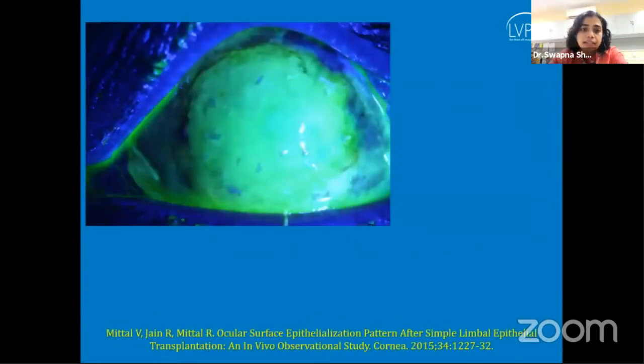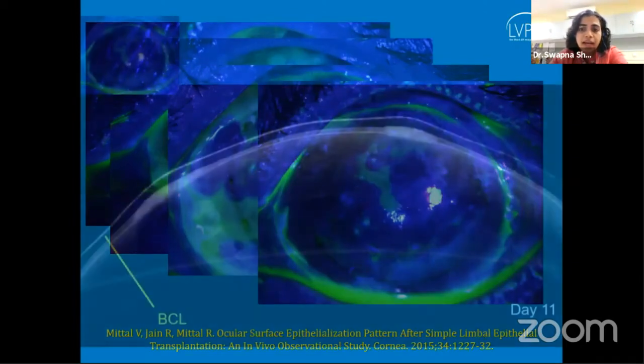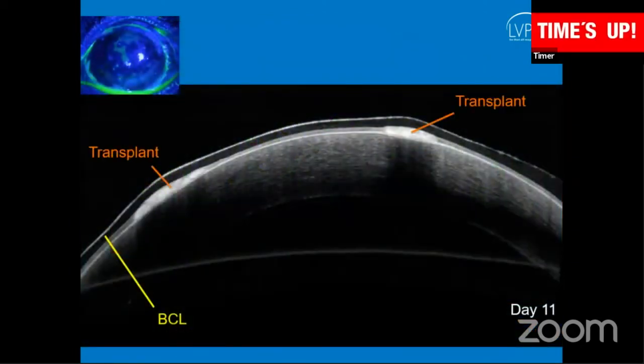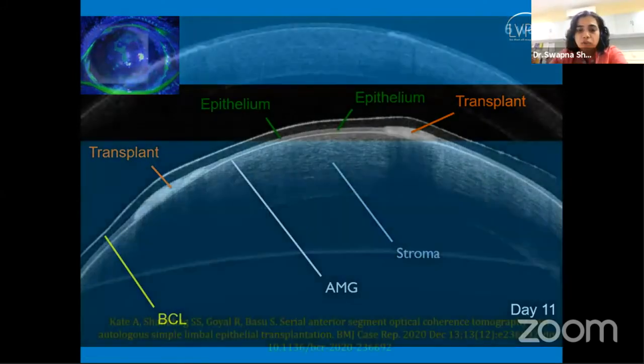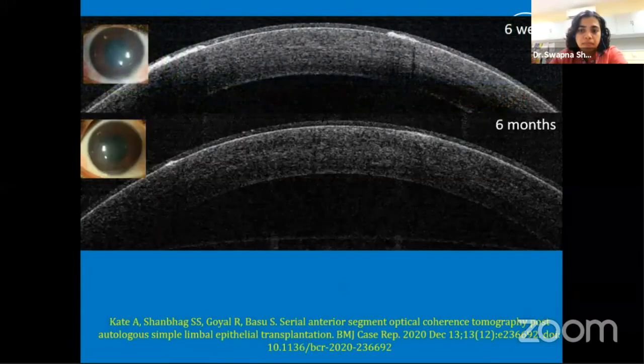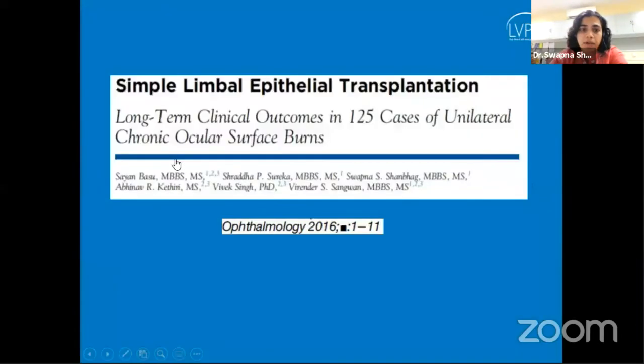In SLET, the epithelialization of the ocular surface happens within 14 days, with each explant releasing epithelium on all sides. And we have also shown this on ASOCT, where we have shown that the epithelium grows out of these transplants. And we have also published this and shown the outcomes at a long follow-up of 6 months, where we can see the retained AMG and the epithelium above it.